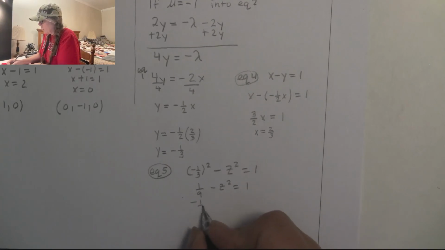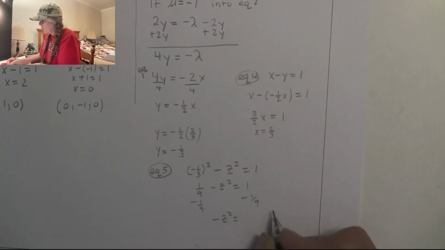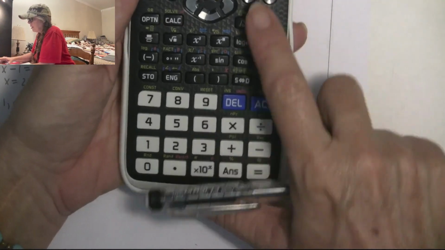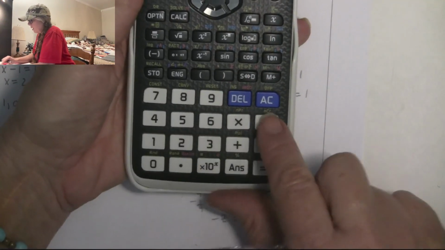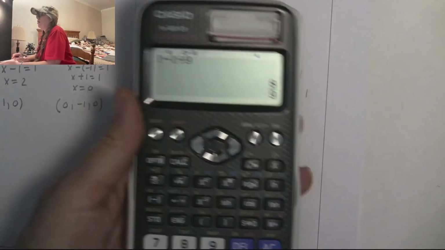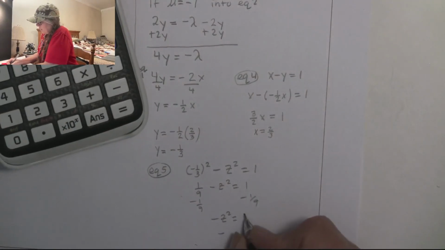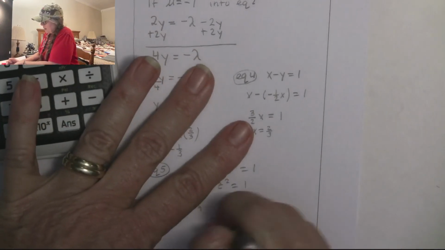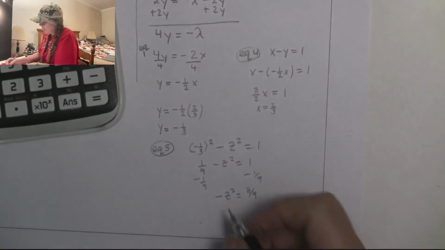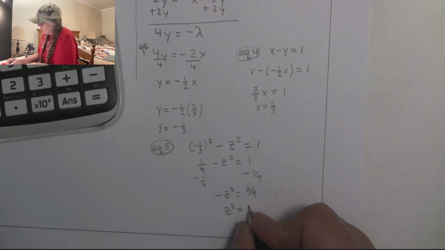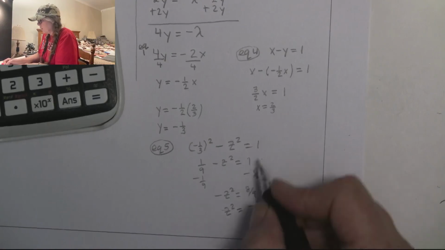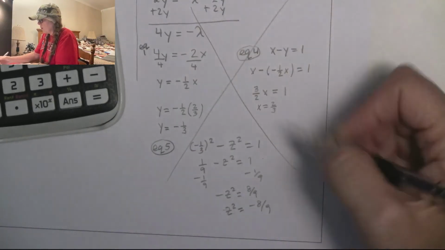When I take away 1/9 from both sides of the equation, I get negative z squared equals, do you guys believe me that 1 take away 1/9 is 8/9? Do you guys believe that? 1 minus 1/9 is equal to 8/9. And so I got negative z squared equals 8/9. And so that means that z squared equals negative 8/9, and that's not true. Z squared needs to be real. So all of this led to a contradiction.